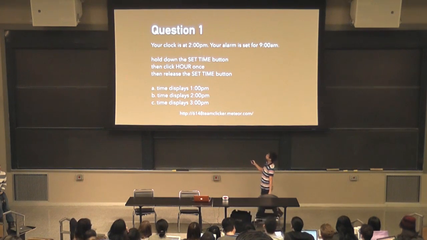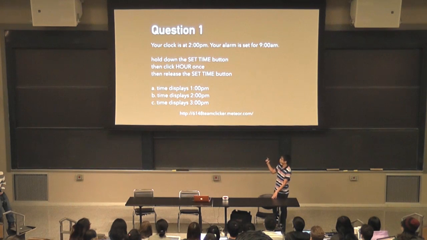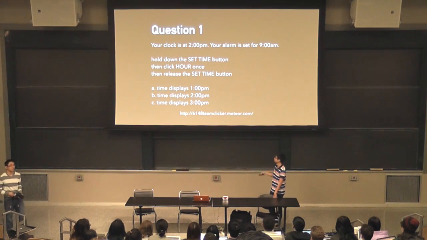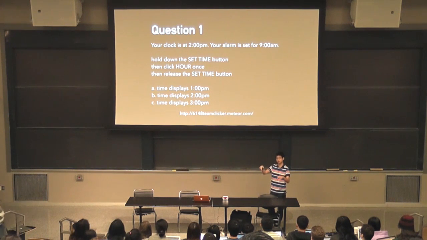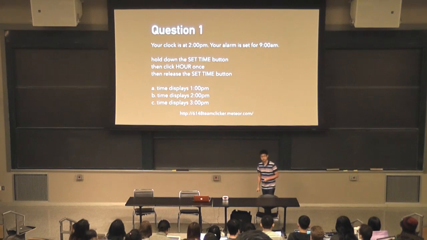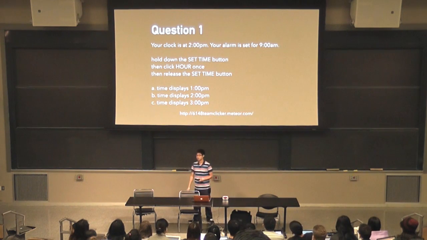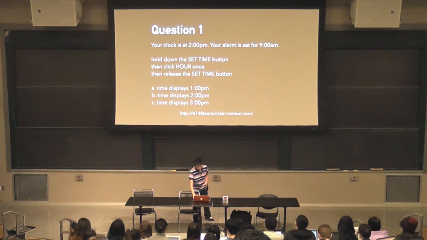So, you hold down the set time button, then you click the hour once, then you release the set time button. What time does your alarm clock, the alarm clock that your team established, say? 1 p.m., 2 p.m., 3 p.m.? Just answer something, no looking at your teammates. You guys all discuss the alarm clock. 10 seconds. All right, that wasn't too easy.